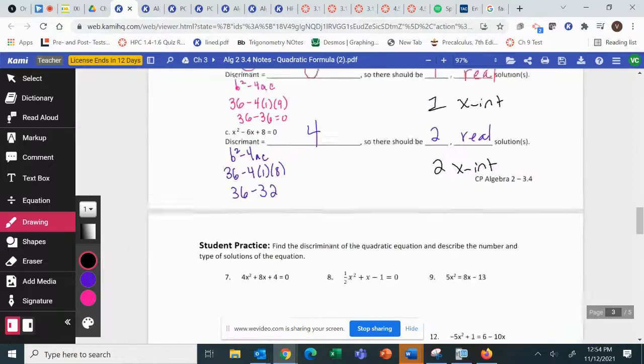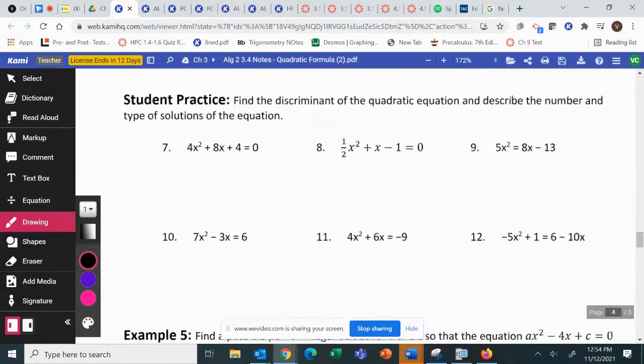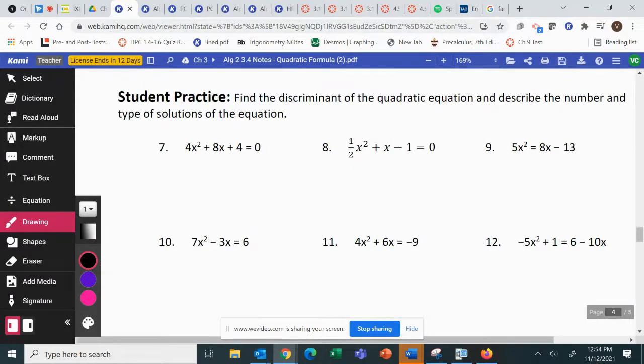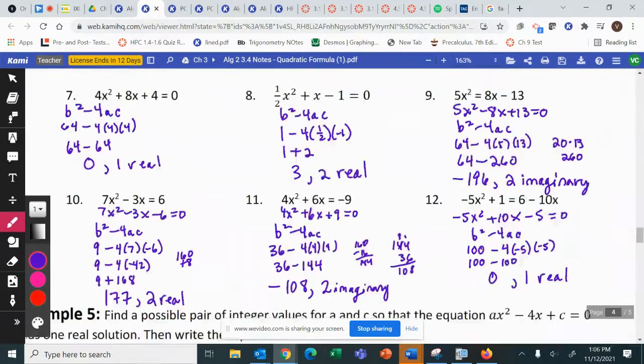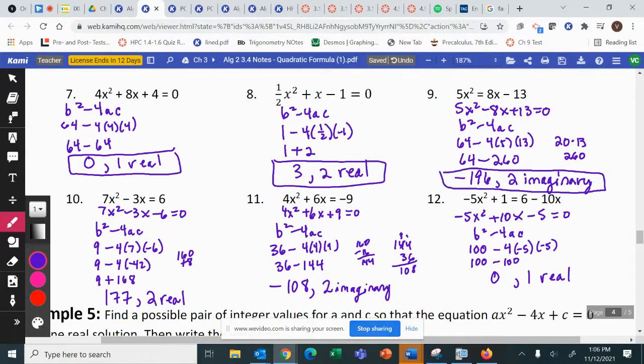So now you're going to take a few minutes, and I have 7 through 12, 6 questions of you finding the discriminant and saying how many solutions. I'm going to walk around and help you and check your answers by looking over your shoulder. I have all of these completed. I know that wasn't enough time for every single person in here to try every single question.